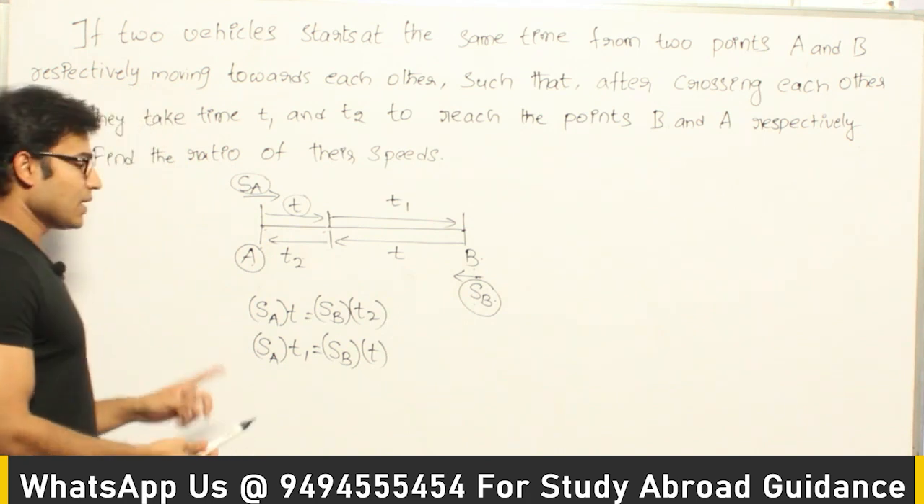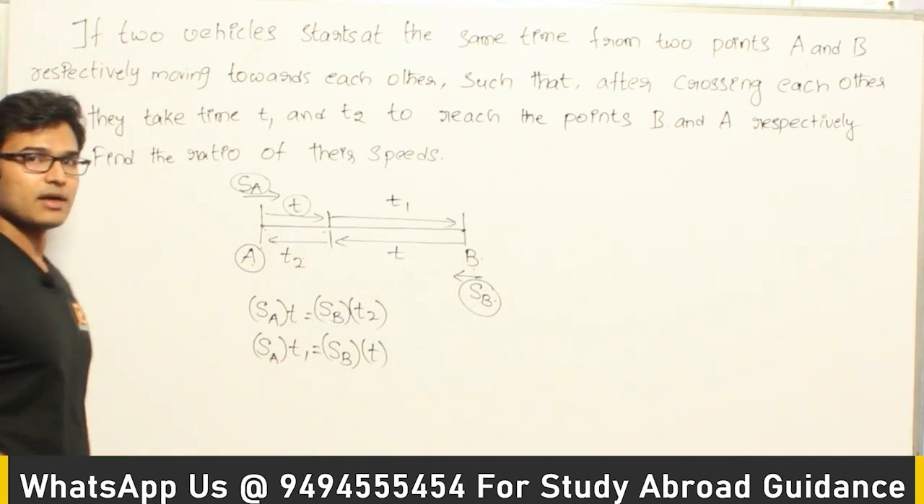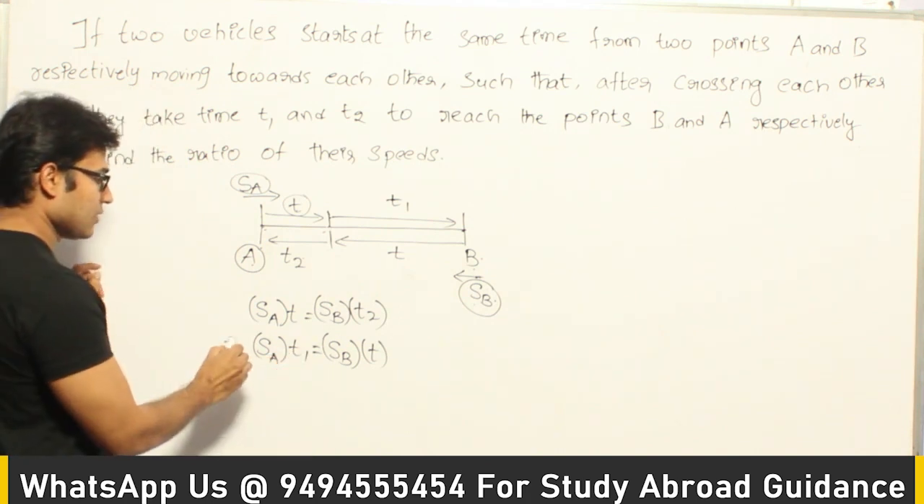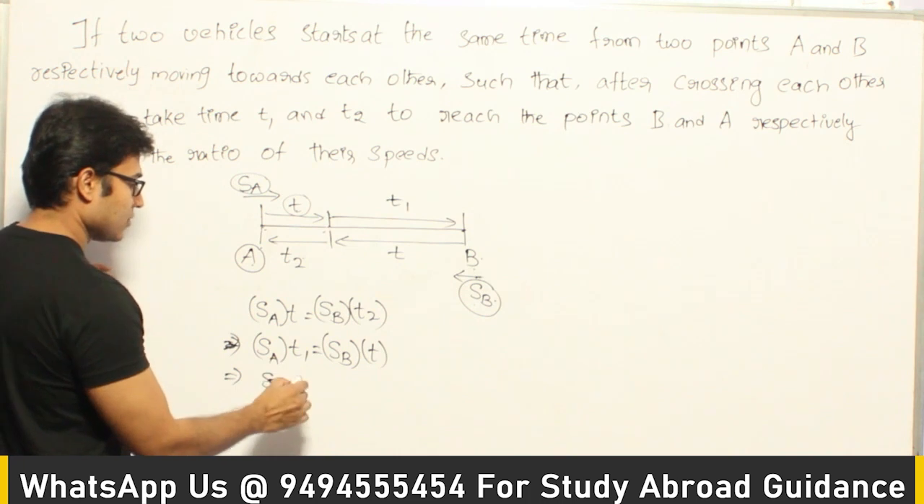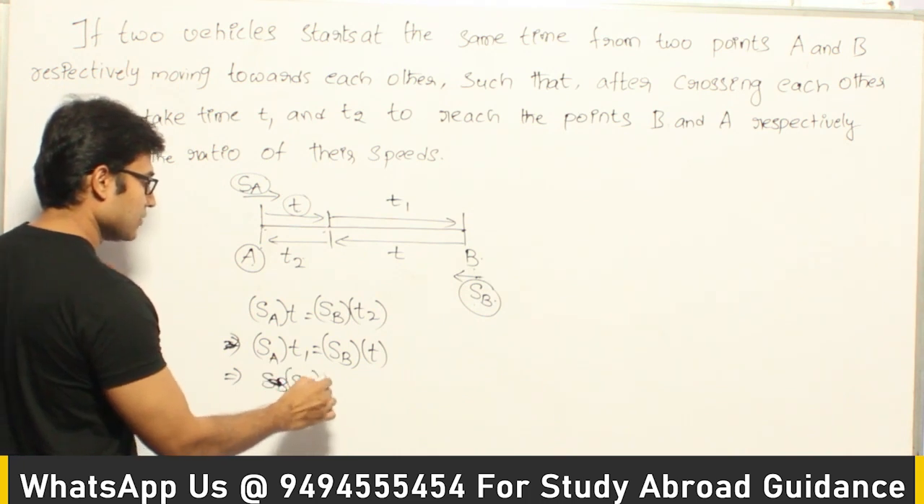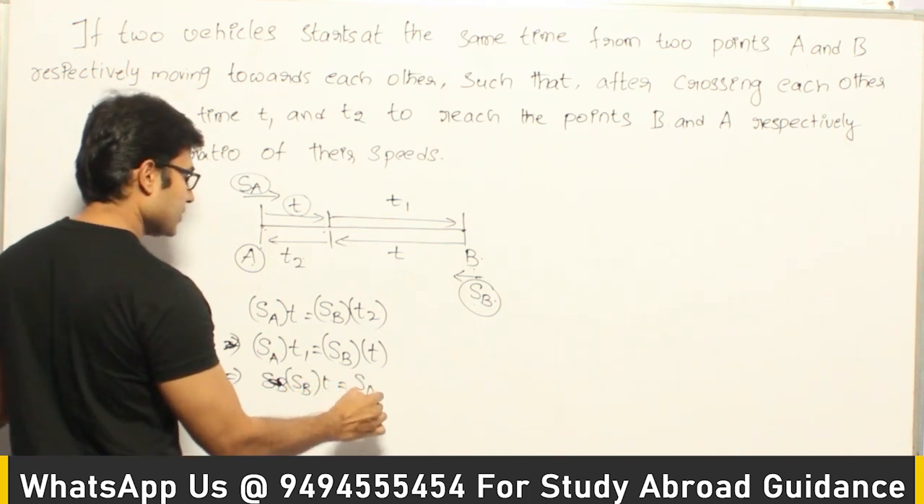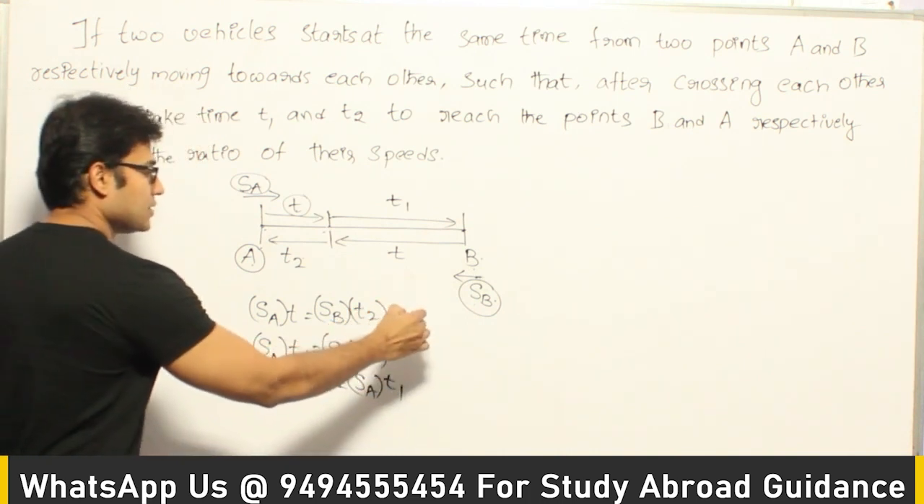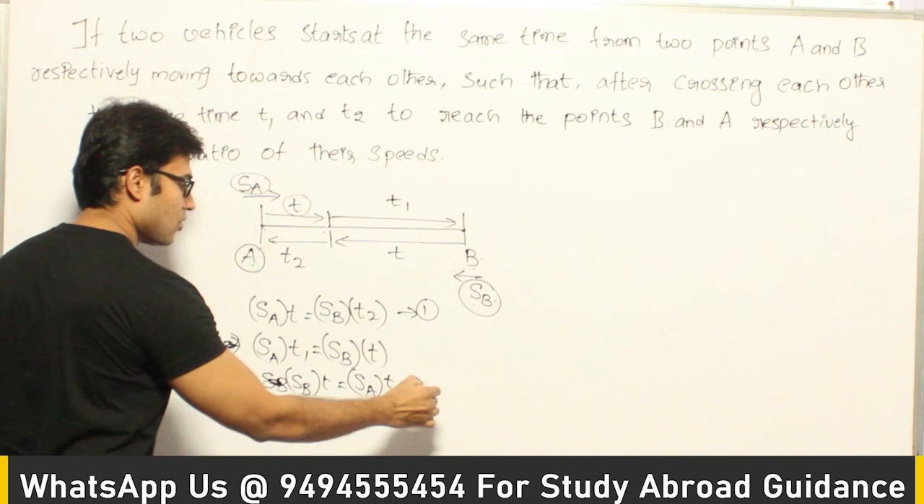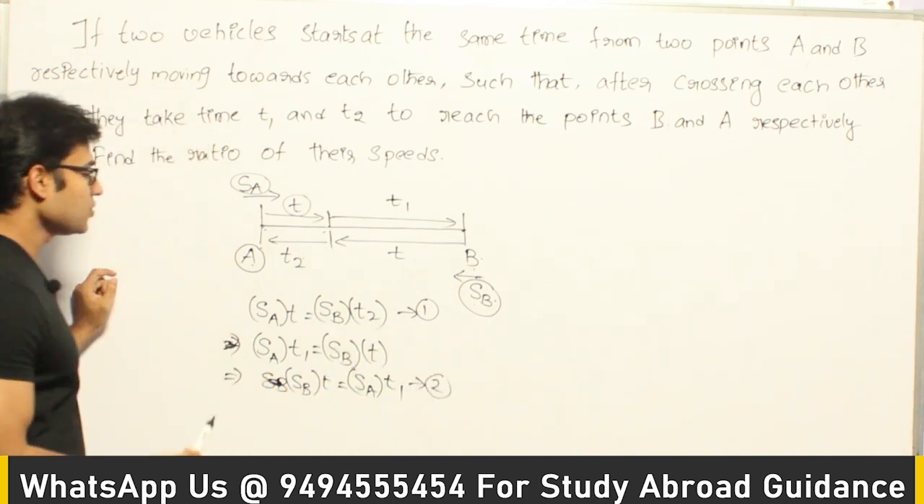right? So I'll just reverse these two terms and I'll divide it. So the same equation I want to write as, from this equation, SB into T is equal to SA into T1, right? Now I'll call this equation 1 and I'll call this equation 2. See, what did we do?